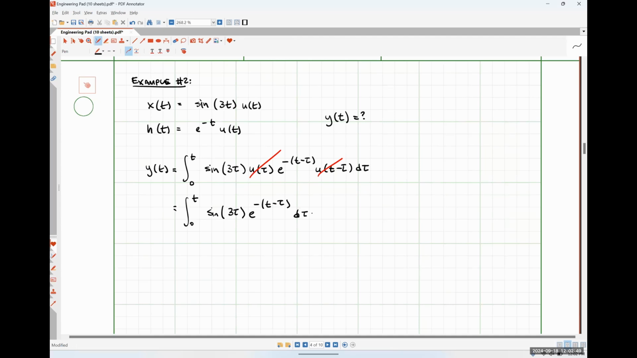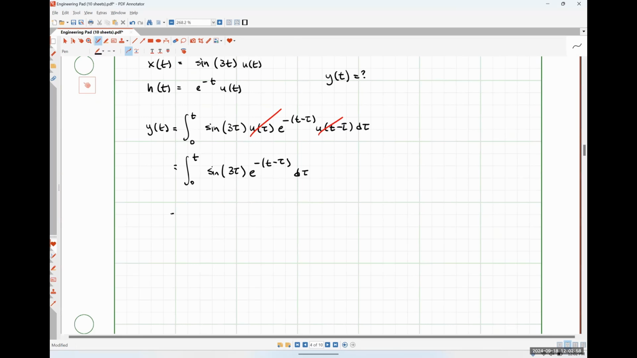So actually, we can go one step further here. I can separate my exponential and take the e to the minus t outside, giving me e to the minus t times the integral from 0 to t of sine of 3 tau e to the positive tau d tau. So how am I going to perform this integral? Integration by parts. You better believe it. Pretty much anytime we have a sinusoidal function, we're going to suffer through integration by parts.